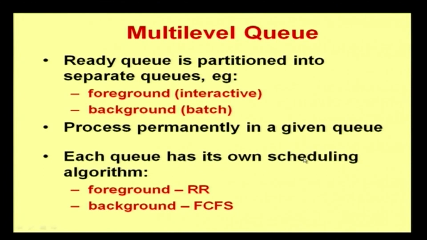Then the next point is that each process is permanently assigned to a queue, and each queue has its own scheduling algorithm. If it is a foreground multi-level queue, we go for the round robin algorithm. If it is a background multi-level queue, we go for FCFS, which is the first come first served algorithm. So we have seen multi-level queuing and the ready queue types, the foreground queue and the background queue.